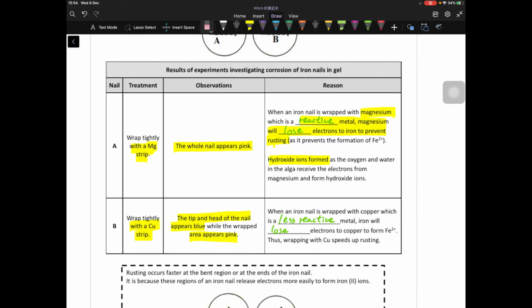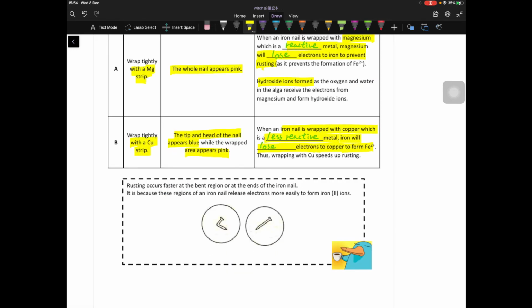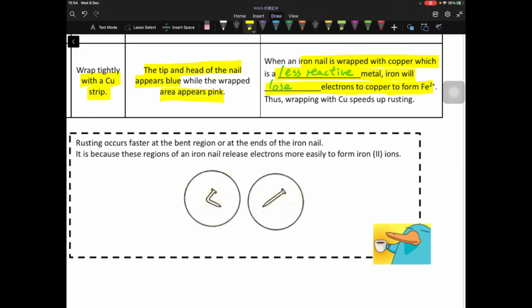Instead of copper, iron lost electrons. So you can expect the more reactive metal will lose electrons first. It sounds reasonable, right? So what about if a bent iron nail is used in the experiment compared with a normal nail? Well, I use the word normal.